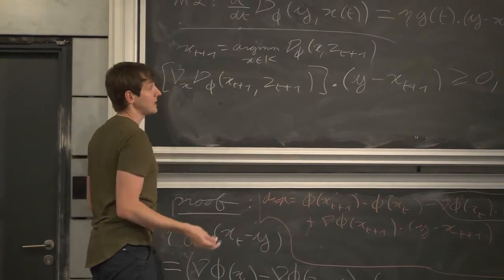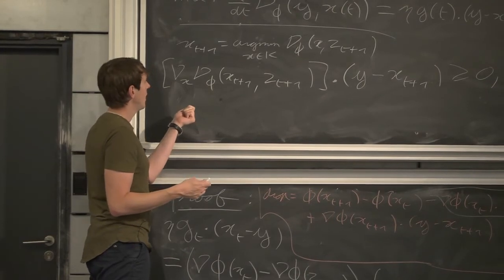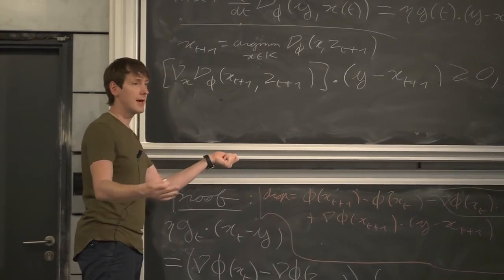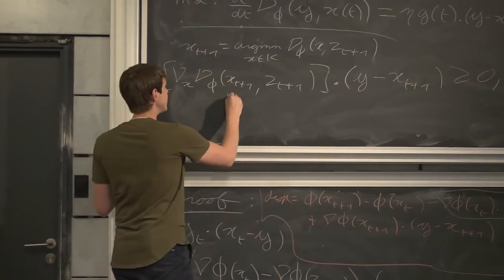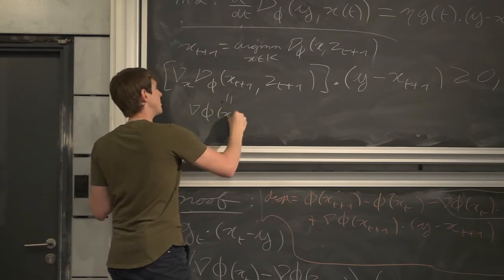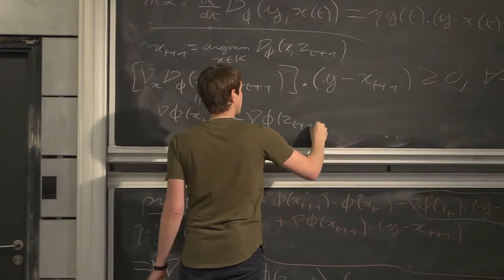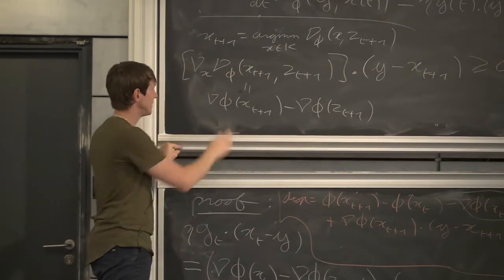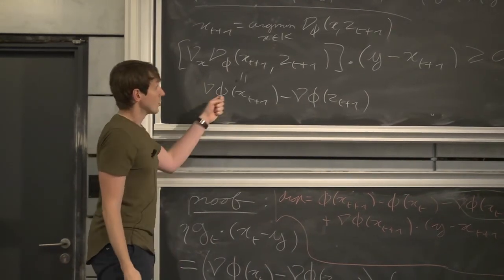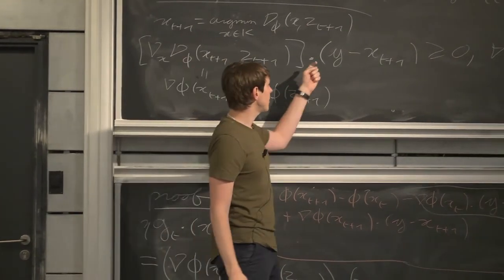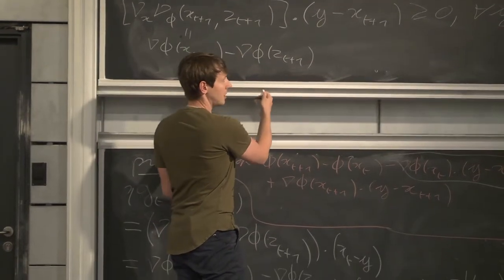What is the gradient with respect to x of the Bregman divergence? I have a phi of x, which gives me a grad phi of x. And then I have a minus grad phi of y inner product with x, which gives me a grad phi of y. So this is grad phi of xt plus 1 minus grad phi of zt plus 1. Okay, the gradient of this Bregman divergence is exactly the difference between the gradients. So grad phi of xt plus 1 minus grad phi of zt plus 1 inner product with y minus xt plus 1 is non-negative for any y, which I hope is exactly what I wanted.